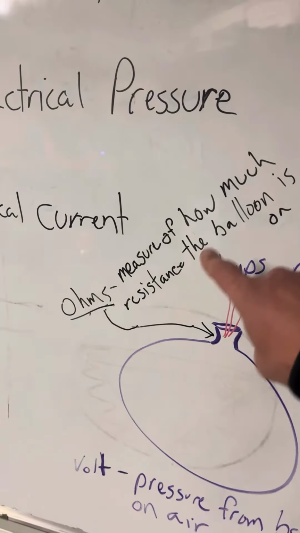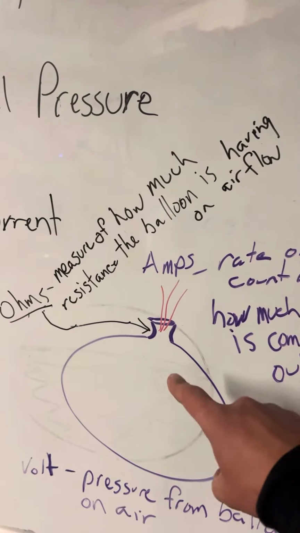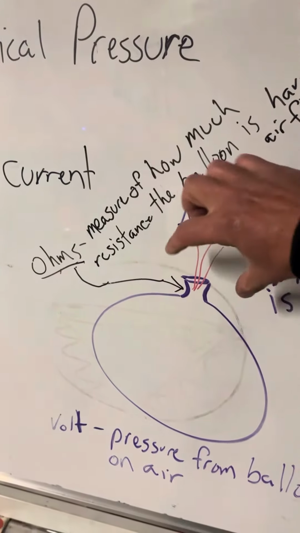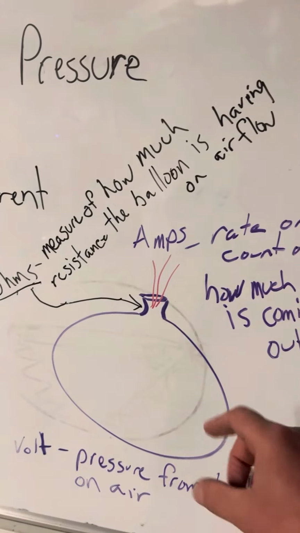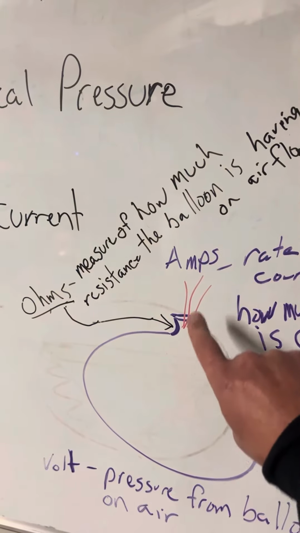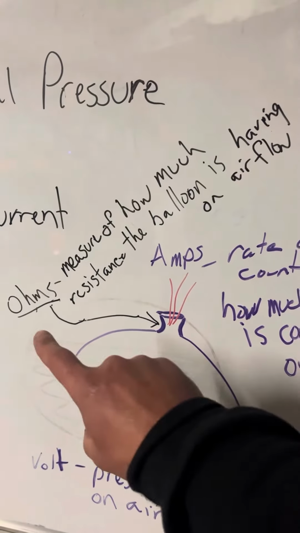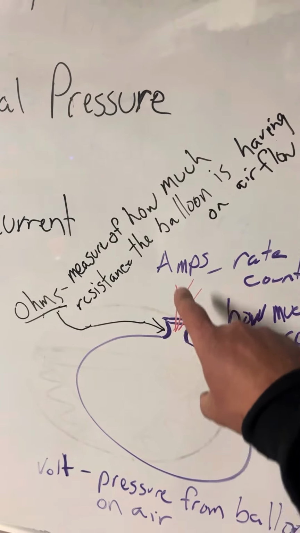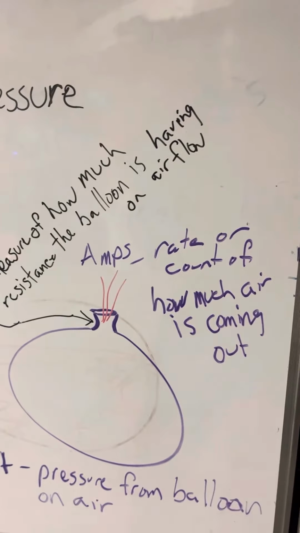And ohms would be the measure of how much resistance the balloon is having on the airflow at this given spot. So it's the squeezing, giving the resistance for all of this air getting out. It has to go through this tiny spot, and that's what ohms would be: the measurement of how much resistance the balloon is giving to the air coming out at that time.